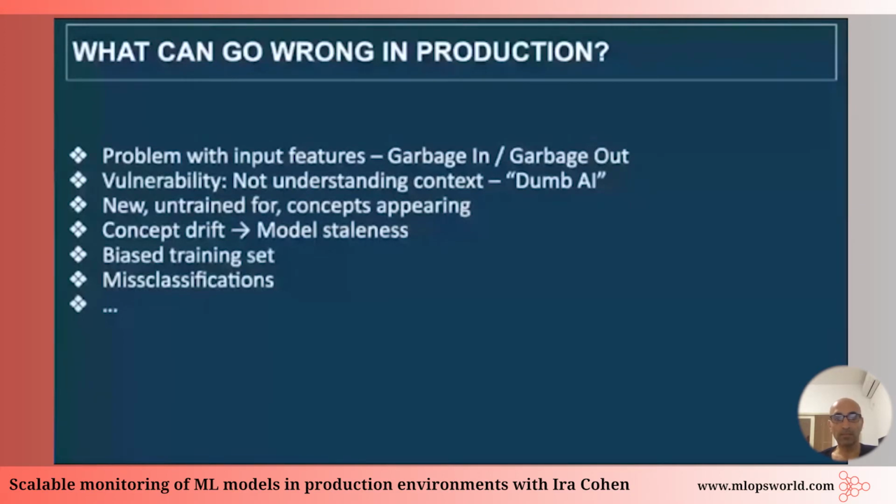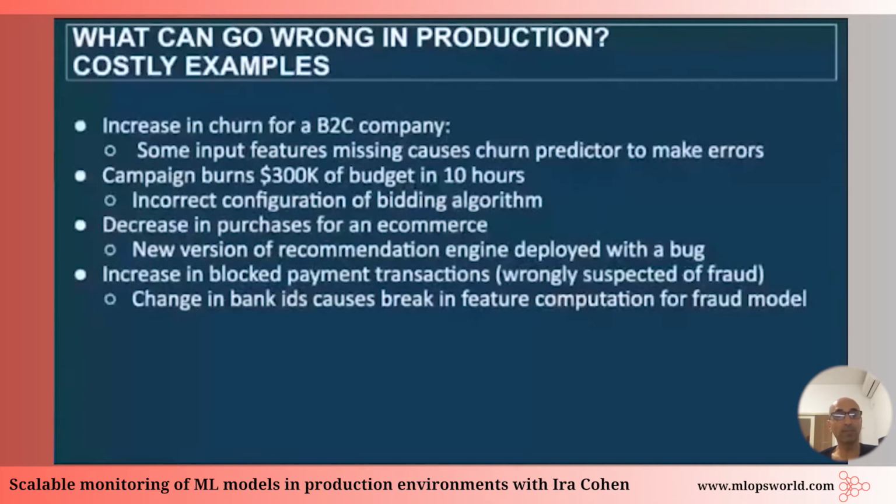Now, let me give you some concrete examples that cost companies that I know of a lot of money. For example, there was a company that had a churn analysis for a B2C company, and some input features went missing in the pipeline, and default values were put in instead. That caused the churn predictor to make a lot of errors, and the company was investing money in trying to keep customers that were not going to churn, while not investing in the customers that were about to churn. That cost them quite a significant amount of money. It increased their churn overall.